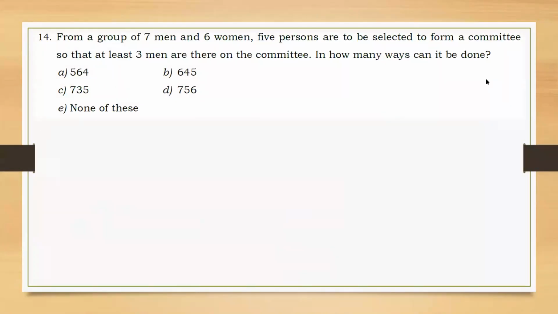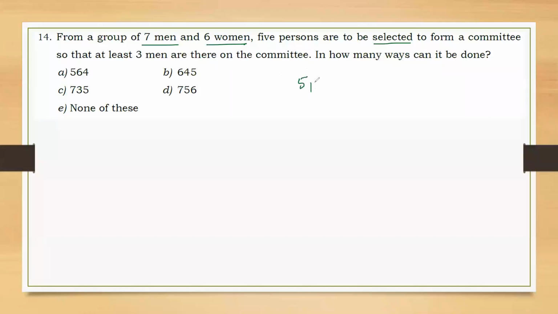From a group of 7 men and 6 women, 5 persons are to be selected to form a committee. So we have 7 men and 6 women, and 5 persons need to be selected to form a committee. At least 3 men are there in the committee. In how many ways can it be done? We are only going to select, not arrange them in order. Here order does not matter.